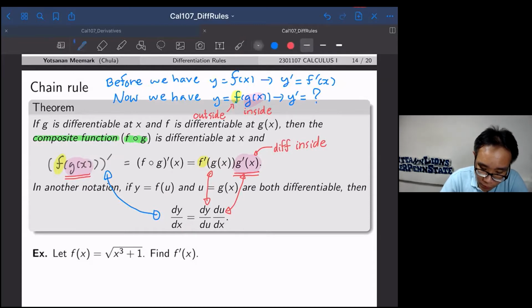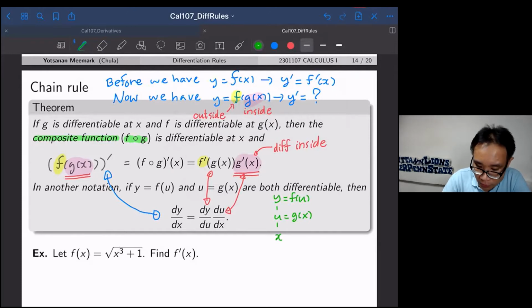And why is this thing called the chain rule? Because you may write this as y equal to f u, so y is a function of u, and you have u equal to g x. So it's going to be a chain in the way that I have y, I have u, I have x. So y equal to f u, u equal to g x, and you have x.